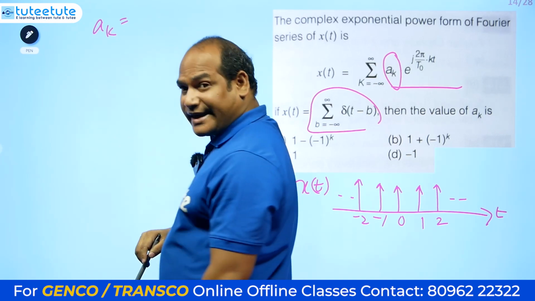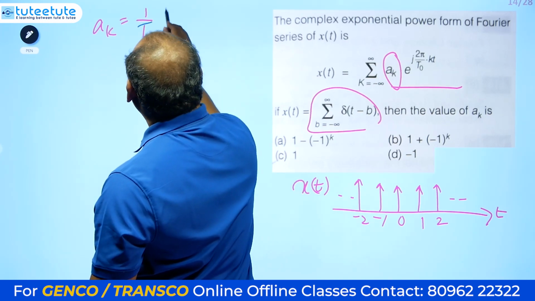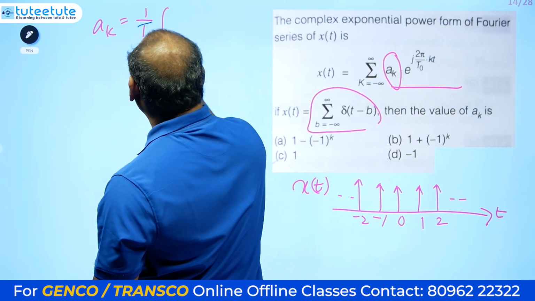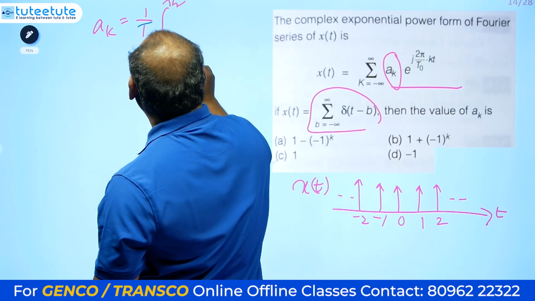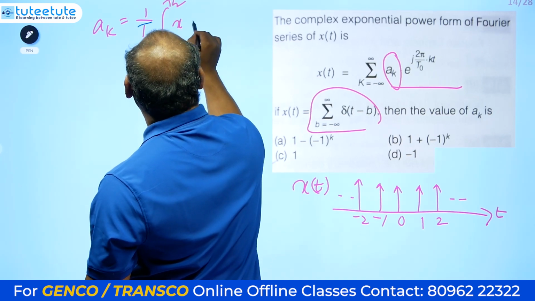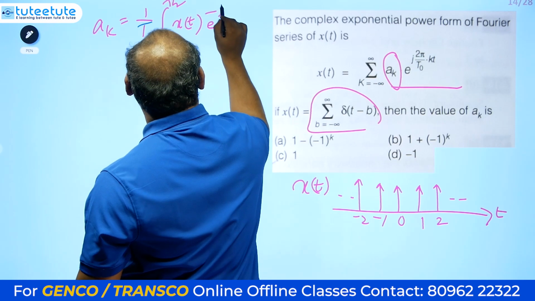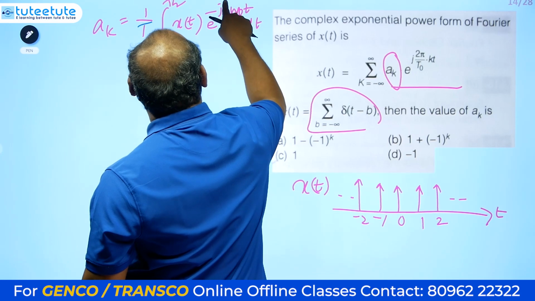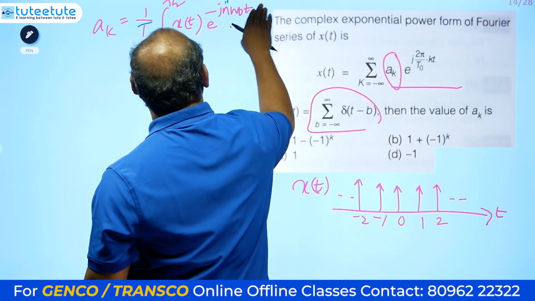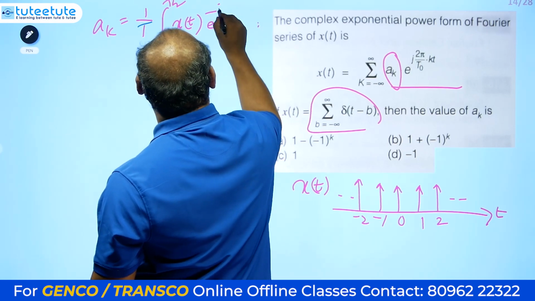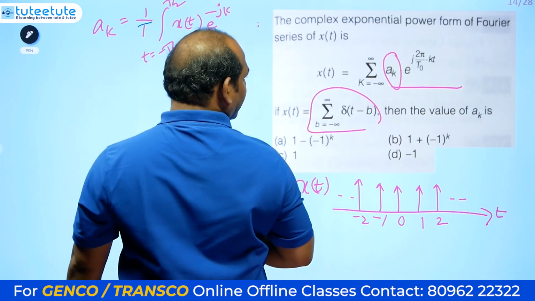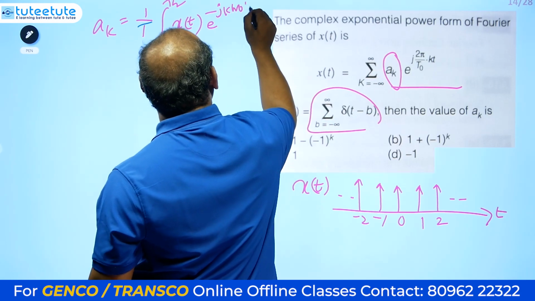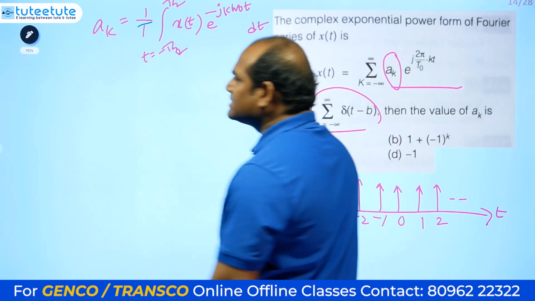So ak is equal to, what is the formula? 1 by T, integral over one period, as I said previously. So t is equal to minus T by 2 to plus T by 2, like this we can take. And here x of t e power minus j n omega naught t dt. Here people are using k, so I will also use k only, to avoid confusion. So e power minus j k omega naught t dt, where omega naught is 2 pi by T naught, no problem. Like this is the thing.